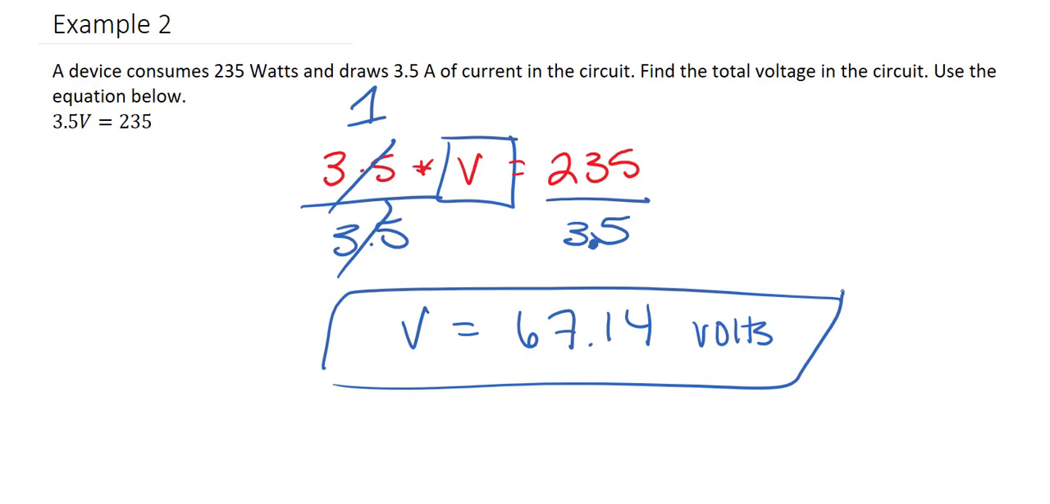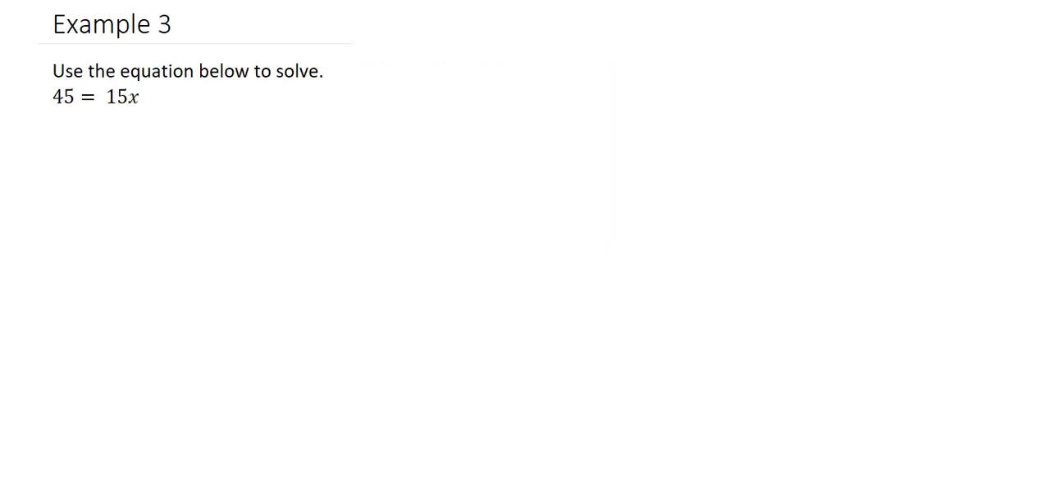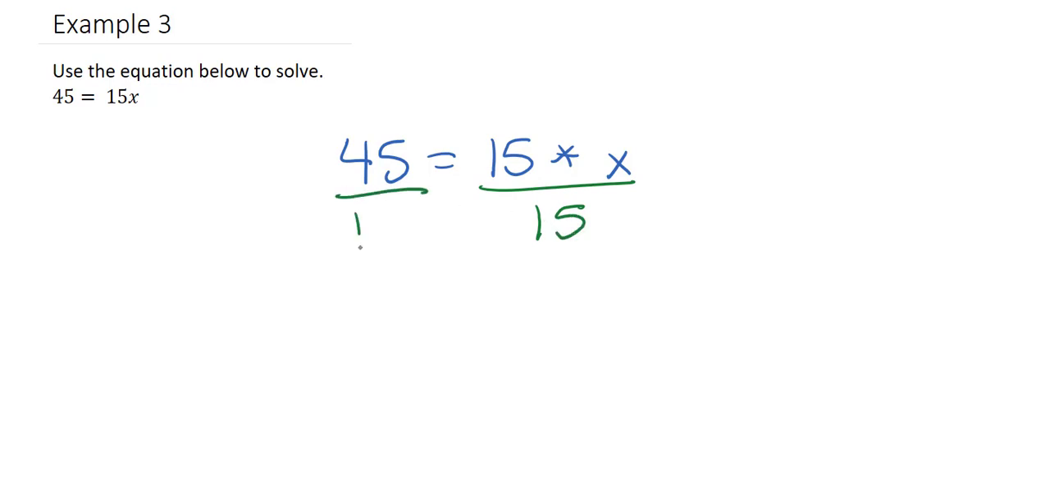Now let's go ahead and look at the last example. So example 3. We're going to use the equation below to solve. So we have 45 is equal to 15x. Well, that really just means 15 times x. So to get x by itself, we're going to go ahead and divide by 15 on both sides. This just becomes 1x, which is equal to x.